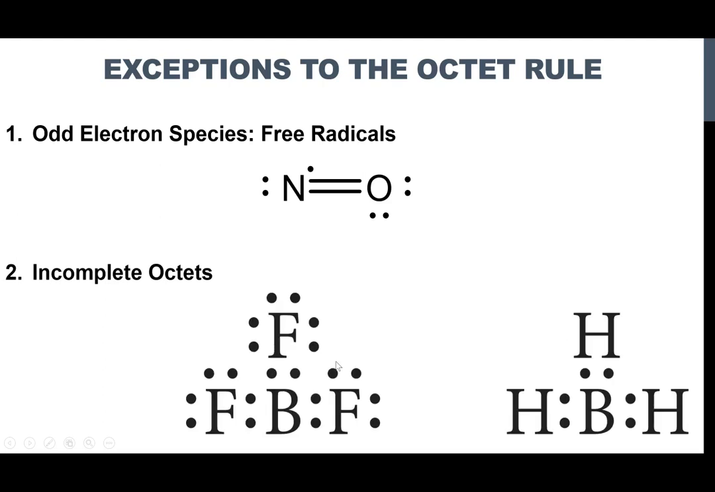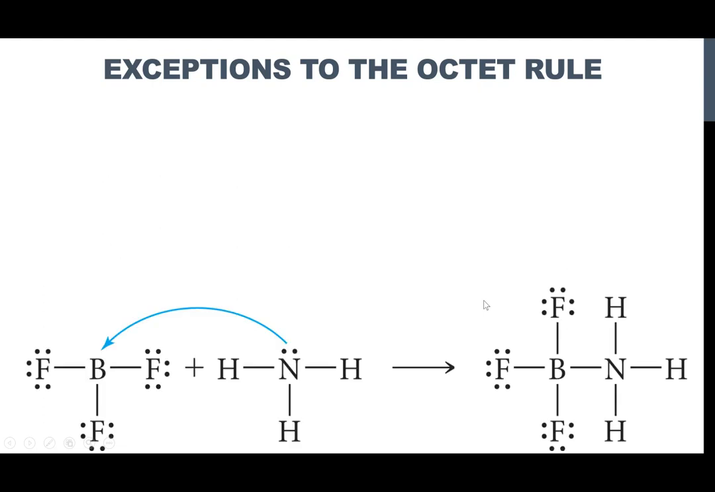The other is an incomplete octet. We've talked about hydrogen as being an incomplete octet. There are other atoms that are okay with having 2 or 4 or 6 electrons. And most of these happen to be centered right around helium as well. So incomplete octets are okay with having less than 8 electrons.